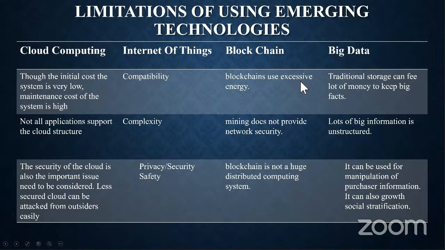And blockchains use excessive energy. Mining does not provide network security, and the blockchain is not a huge distributed computing system. Big data is traditional storage, can cost a lot of money to keep big data, and lots of big data is unstructured. It can be used for manipulation of customers' information. It can also grow social stratification. So these are the limitations which occurred in different emerging technologies.